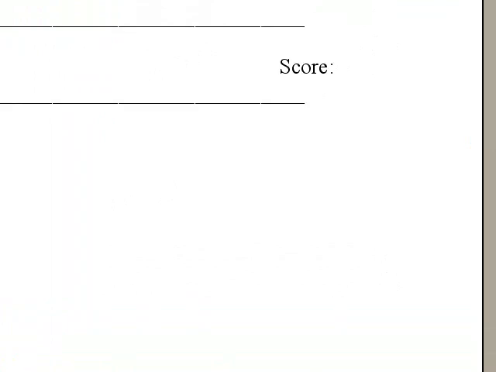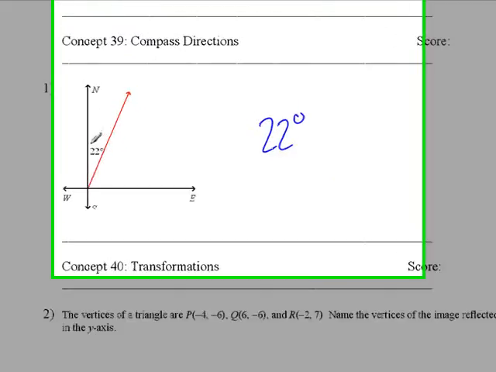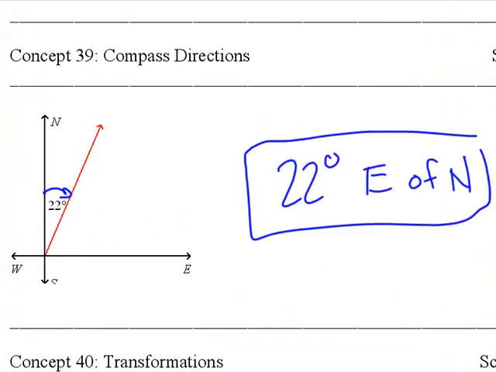22 degrees east of north is perfect. 22 degrees, that's the angle we see here. We're falling off toward the east, and we're really trying to go north. So 22 degrees east of north does a good job there.